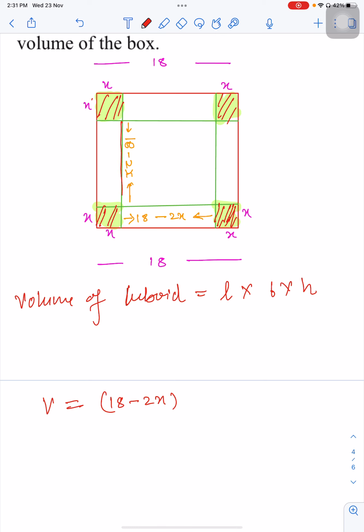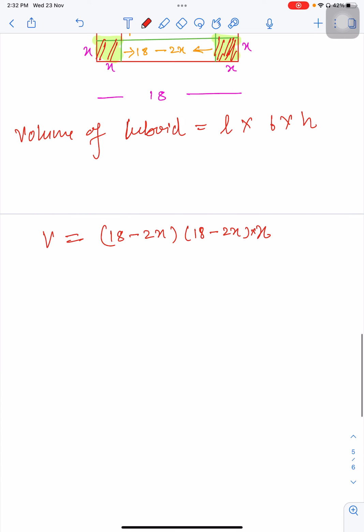Even this can be regarded as the breadth, which is 18 minus 2x again. And what will the height be? This part is the height, because when you lift it, this becomes the height. The height is x. So finally we get the function V = (18 minus 2x) the whole square into x. You can open this and get the simplified function.